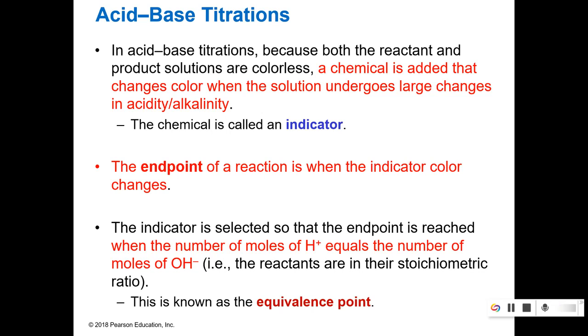Sometimes we use an indicator which shows us a color change when the pH or the acidity changes. The end point happens when that color change happens, but what we really want is the equivalence point, which is when moles of H+ are equal to the moles of OH-.